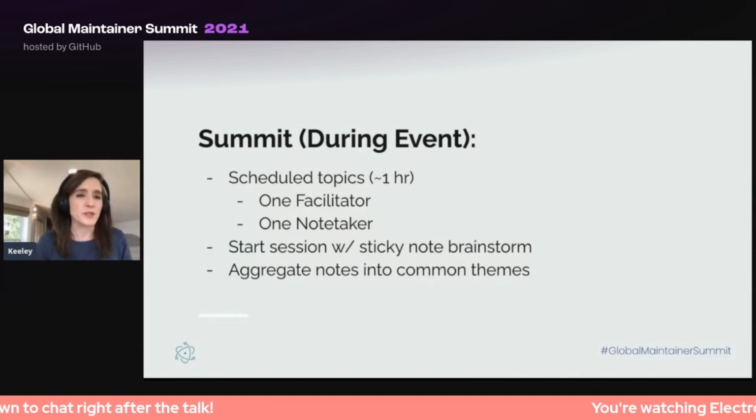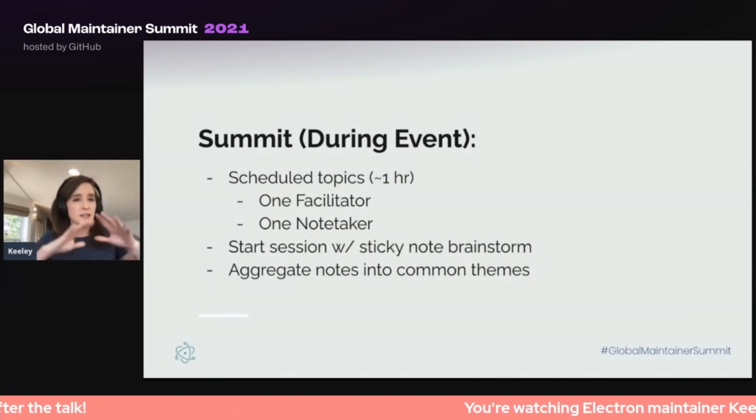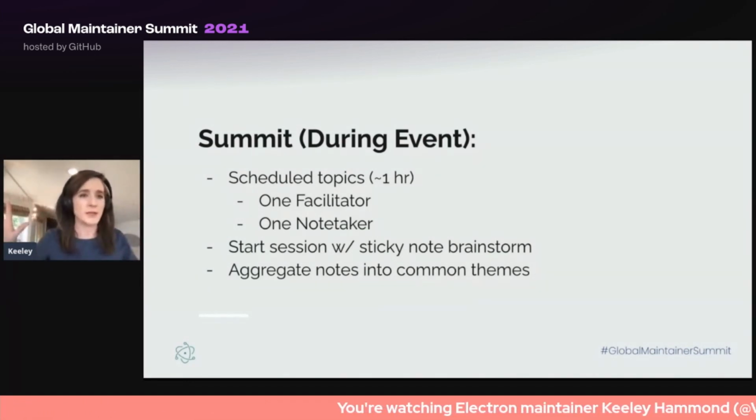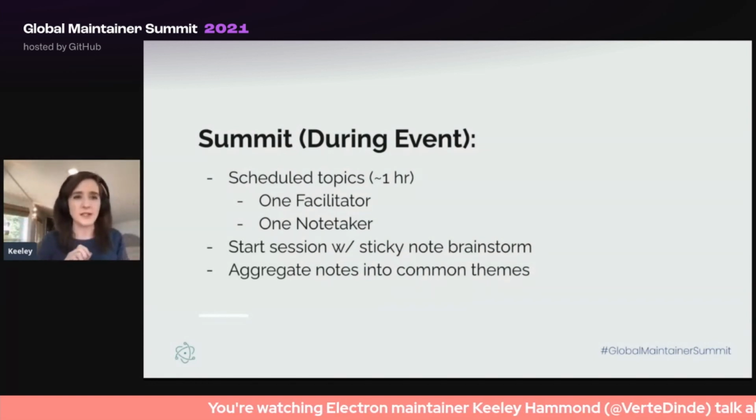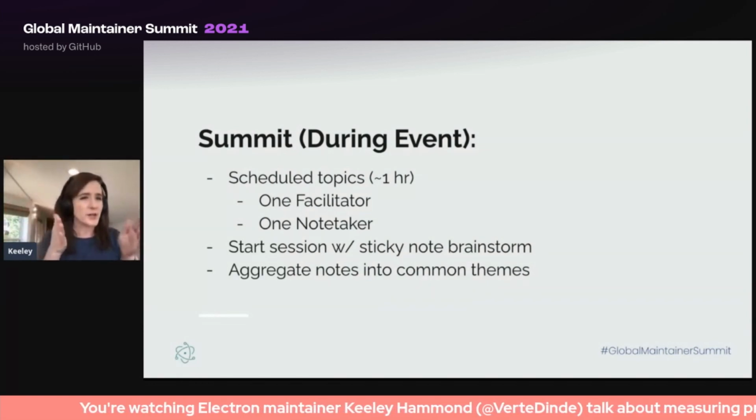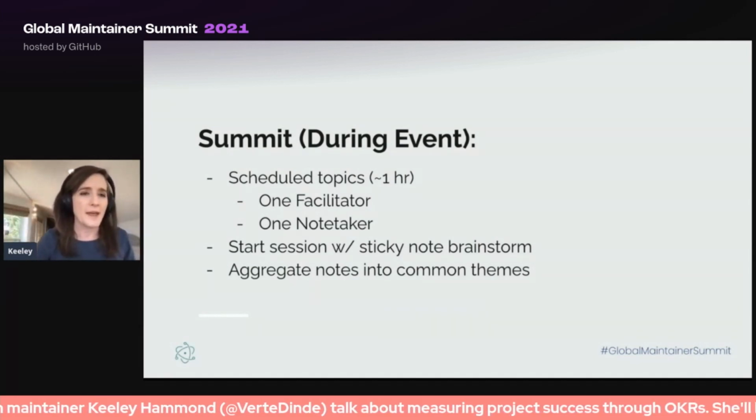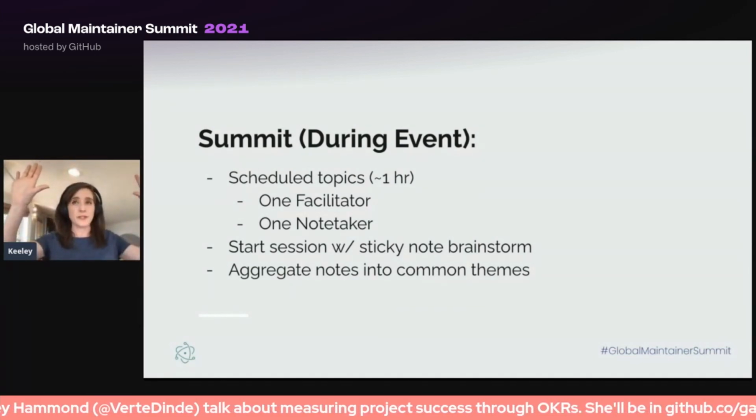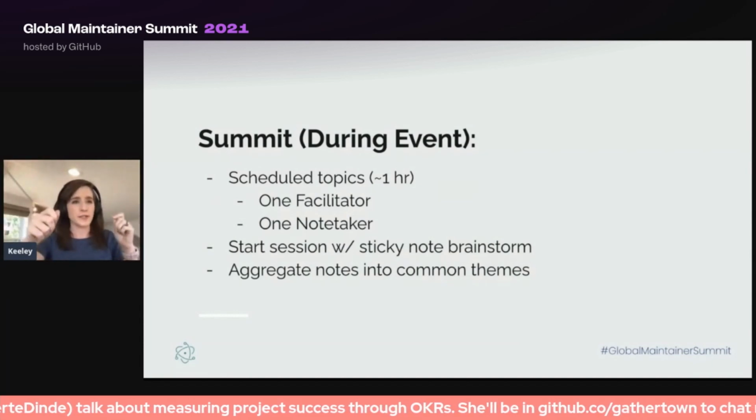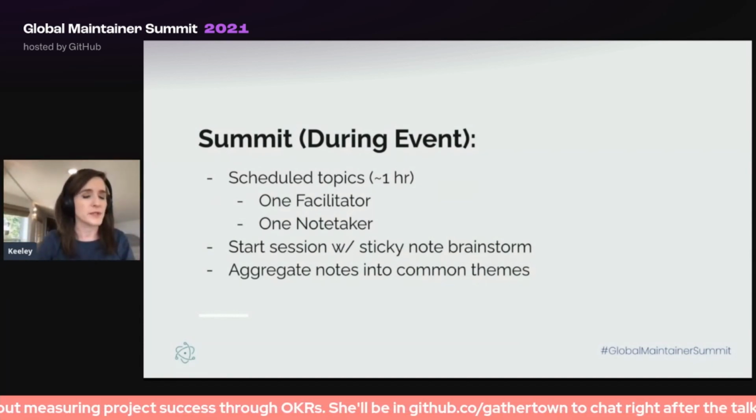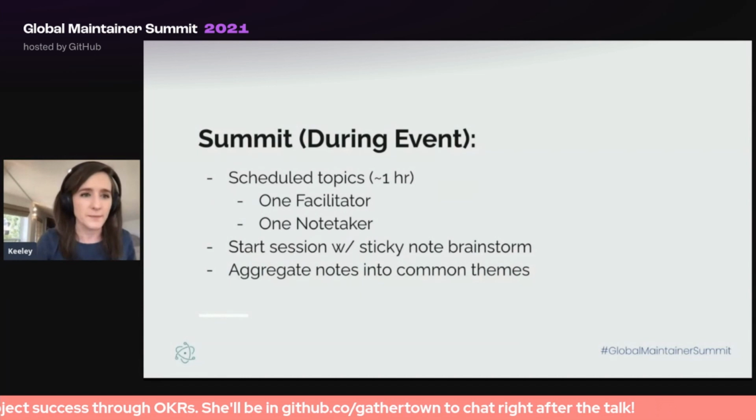Typically, what we do is we start sessions with a sticky note brainstorm. So, say 5 or 10 minutes for people to just write down all of their ideas, all of their thoughts, somewhat narrowed in from the pre-summit session, but a fairly open brainstorm. And then once those are all up, the facilitator will group all of the sticky notes together into common themes that we can then go into deeper dives on.